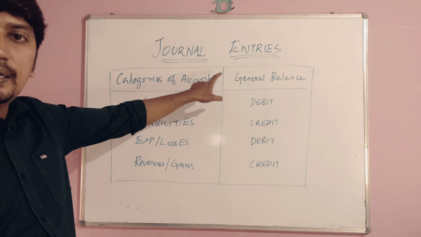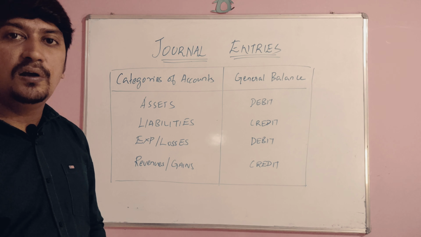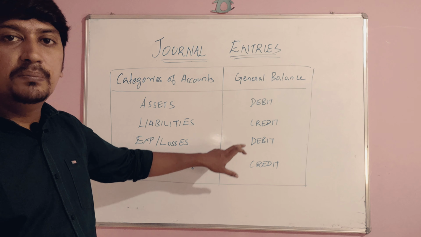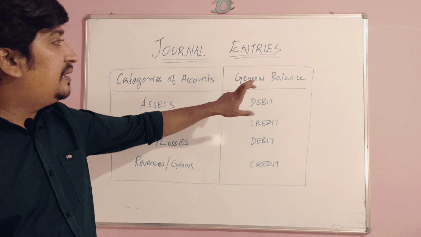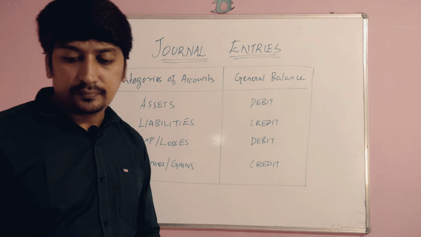So this general balance is very important to pass a journal entry. To apply the rule of journal entry, this is very important. You need to keep in mind the general balances of each category.